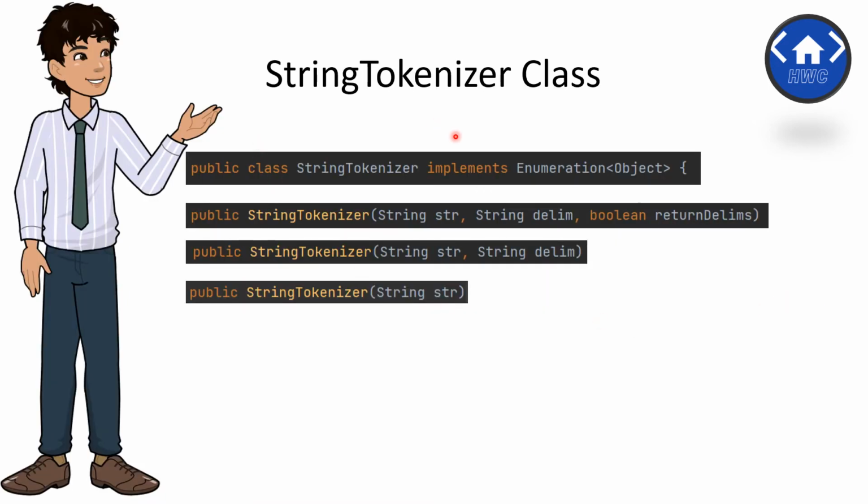So this is a glimpse of the StringTokenizer class. The StringTokenizer class is created by implementing the Enumeration interface. And the StringTokenizer class has three types of constructors. The first one has three parameters: a string, a delimiter, and then a boolean returnDelimiters. Another one has two parameters: a string and then a delimiter. And the third one has only the string as a parameter.